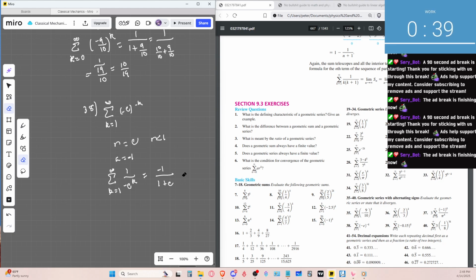Yeah, that one is a pretty tricky one, because you have to remember that negative K means that the E goes on the bottom.